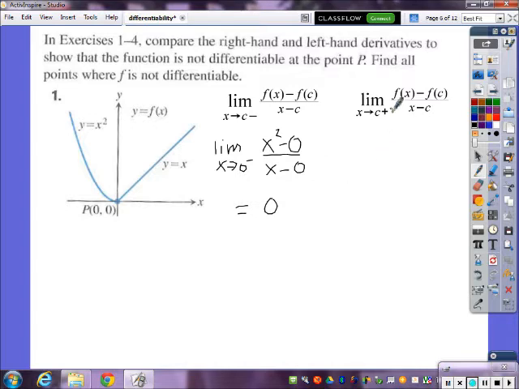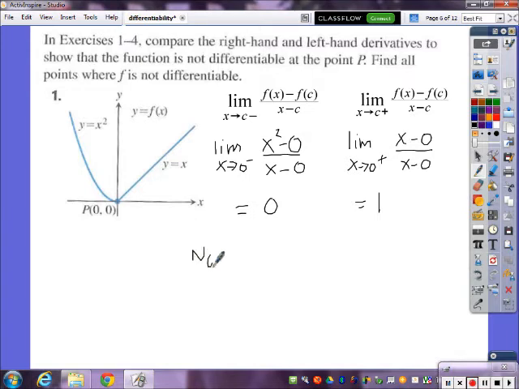And then over here, from the right, if I write it out, the limit as x approaches 0 from the right, the function from the right would be x minus f of c. F of 0 for this graph is 0, over x minus the c value, which is 0. And so x over x divides out to equal 1, and since it's a constant, the limit would be 1. So I can see clearly that my left-hand derivative and my right-hand derivative are not equivalent, therefore it is not differentiable at the point P.